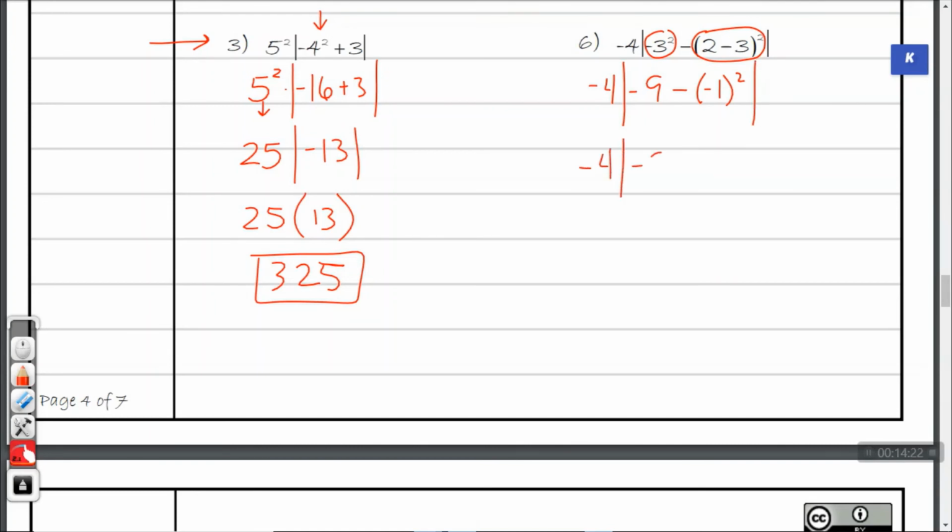So following this down, I have negative 9, and then minus negative 1 squared is going to be 1. And then I've got negative 4 times the absolute value of negative 9 minus 1, which is negative 10. And the absolute value of negative 10 is 10, giving me a last piece here of negative 4 times 10, which is going to give me negative 40 altogether. All right, that's simplifying expressions with absolute value. Good luck.